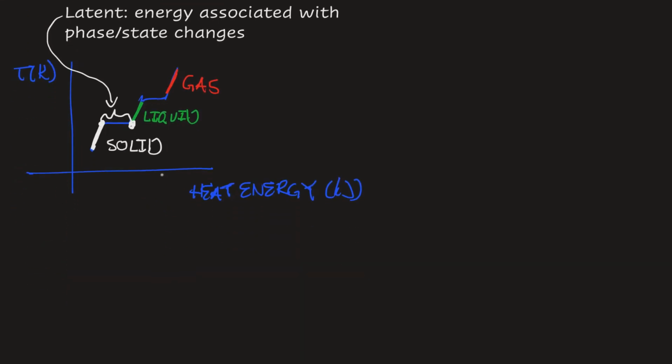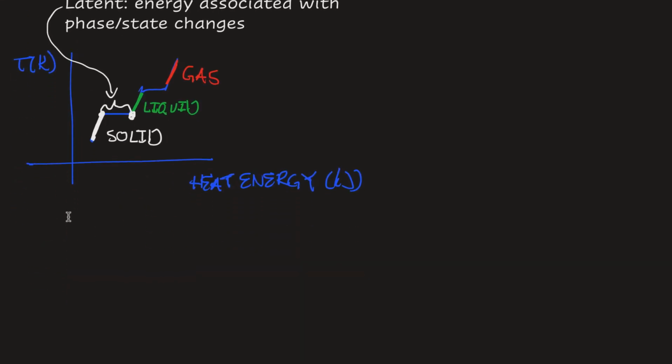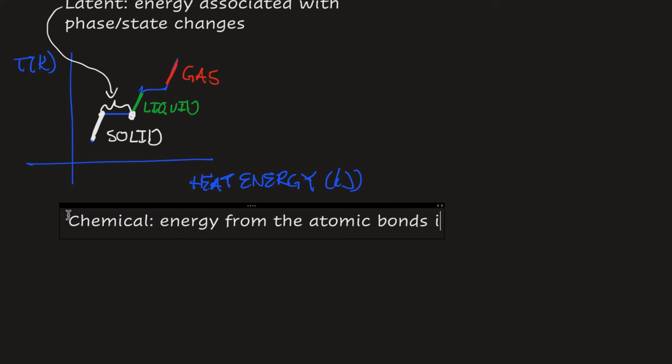Cool, so now we'll move on to chemical energy. So chemical energy is that energy from the atomic bonds in a molecule. So these are the bonds connecting atoms within that molecule. So if you think of something like a carbohydrate, our bodies are taking those carbs and breaking them down and using that energy that's holding those atoms together, those carbon atoms together, and we're using that to do other things.